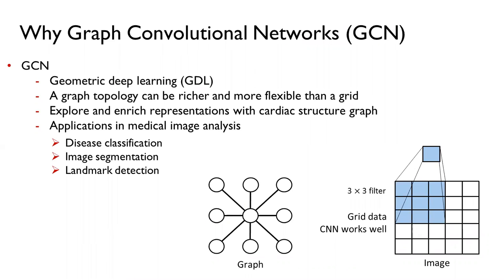Why do we look at graph convolutional networks for cardiac motion estimation? There are several reasons. GCN produces useful feature representations of nodes in networks. There can be arbitrary node positions in an image. We can use GCN to explore and enrich information with cardiac structure graphs.